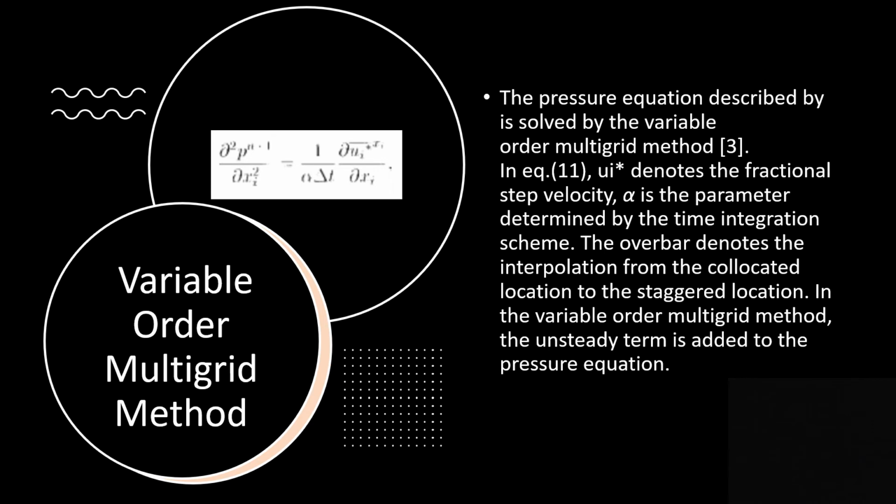Okay, in this slide we came to know the pressure equation is solved by the variable order multigrid method, with the time integration scheme. The overbar denotes the interpolation from the collocated location to the staggered location. In this variable order multigrid method, the unsteady term is added to the pressure equation.